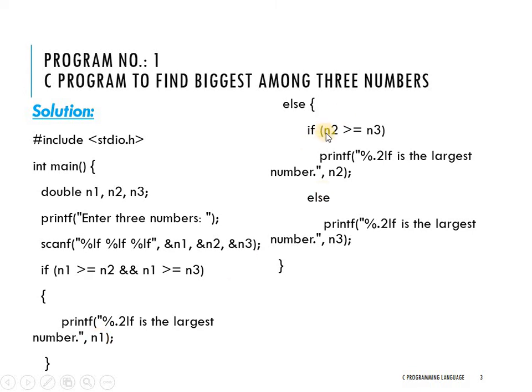If n1 is not the largest, we have to check one more condition, n2 with n3. If n2 is larger than n3, n2 will be displayed. Otherwise, n3 will be displayed. So this is how we can find the biggest among three numbers. Next, we have to close the program.